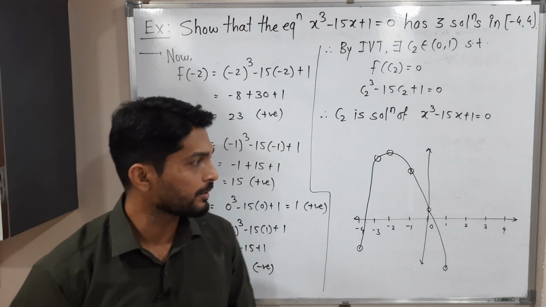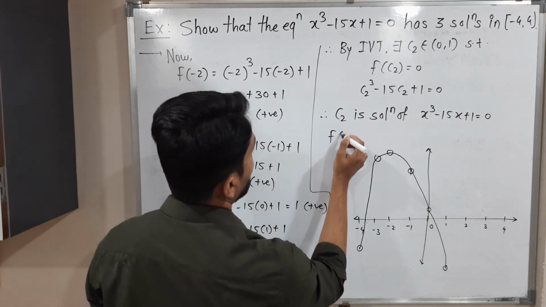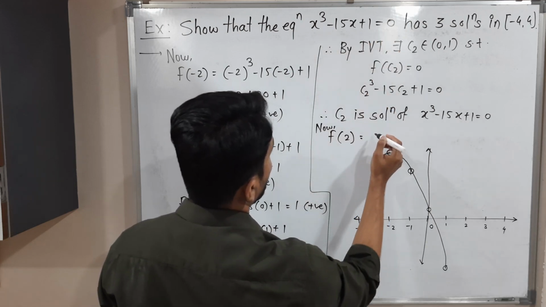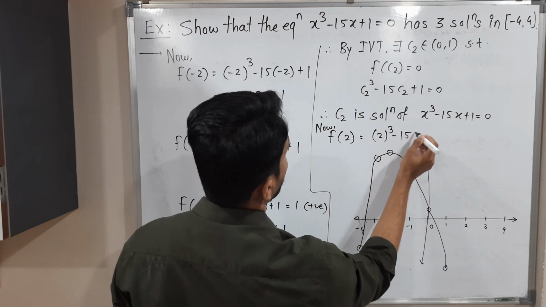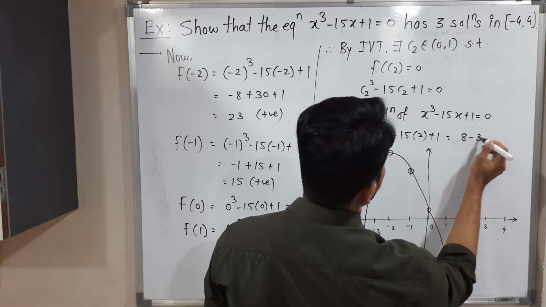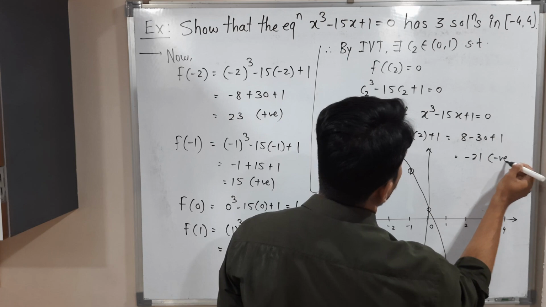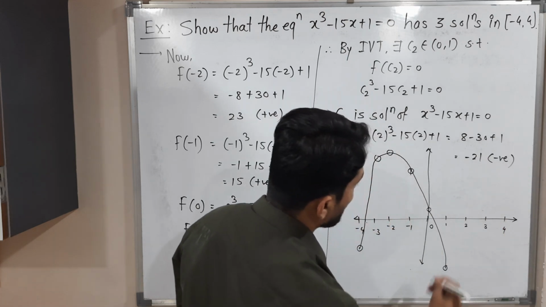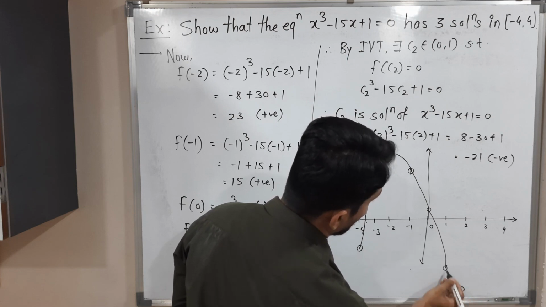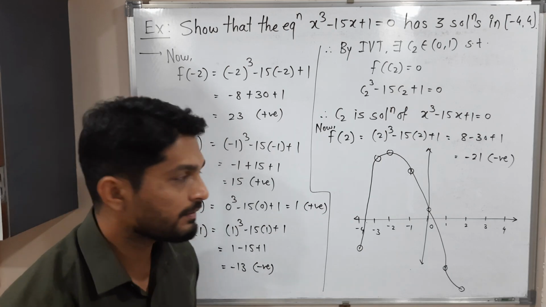Let us go for the third solution. We have reached up to 1. Let us go for 2. F of 2 now I will find. In the same function I am putting 2. 2 cube minus 15 into 2 plus 1. 2 cube is 8, minus 30 plus 1. So 9 minus 30 is -21, a negative value. So at 2 we are getting -21. Okay, negative value, no problem. We want opposite sign, then only we say solution is there.